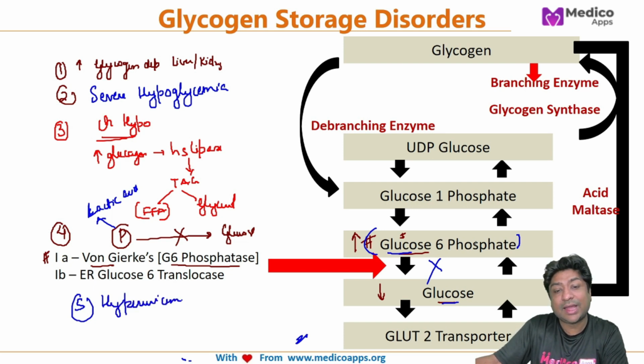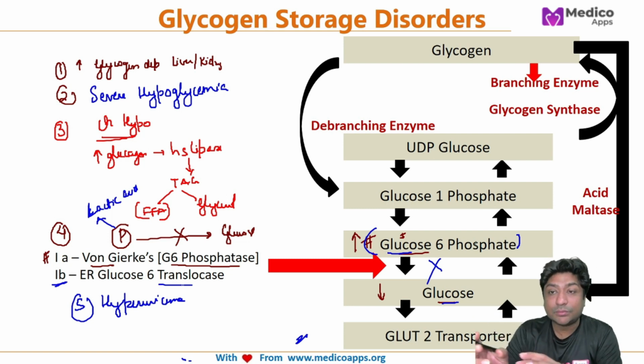So these are the characteristics of von Gierke's disease. You have 1b, where the translocase enzyme is absent, which means the enzyme which moves glucose 6-phosphate into the endoplasmic reticulum. That is 1b. So 1a and 1b, hope you are clear.